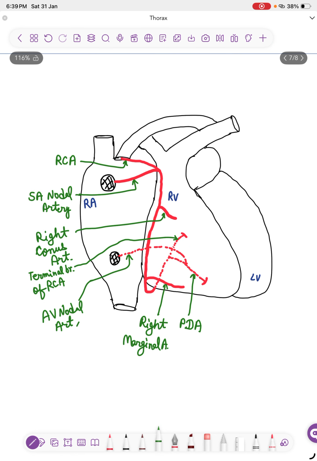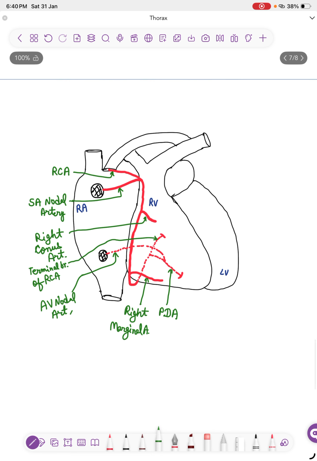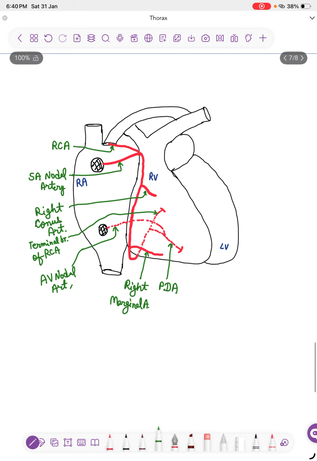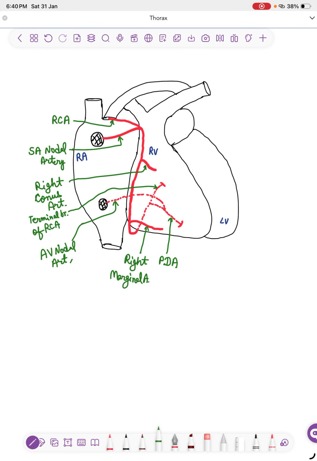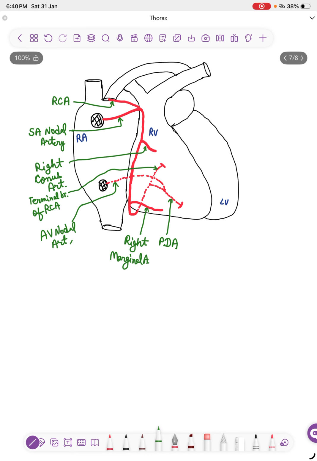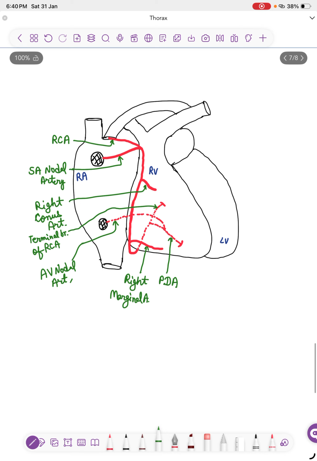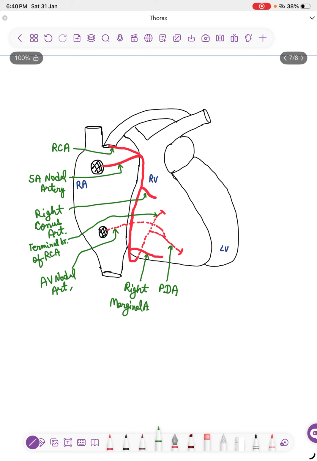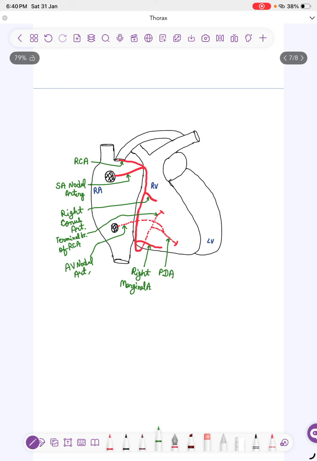So let's revise the course of the right coronary artery. First, right coronary artery arises from the anterior aortic sinus. It runs in the right anterior atrioventricular groove. It gives its first branch as SA nodal artery. Then it runs downward and gives one more branch, right conus artery. Then it runs downward and before going posterior, it gives a right marginal artery. Then on the posterior side, it divides into the two. One is the terminal branch of right coronary artery, and one is the posterior descending artery or posterior interventricular artery, which runs in the posterior interventricular groove and covers its 2/3 part. And from the posterior descending artery, there is one more branch, which is AV nodal artery. So this was the course of right coronary artery.